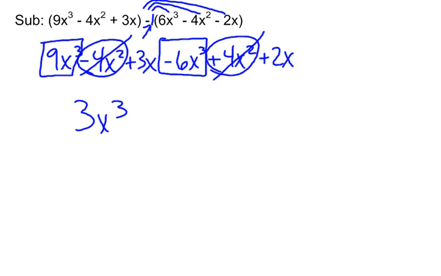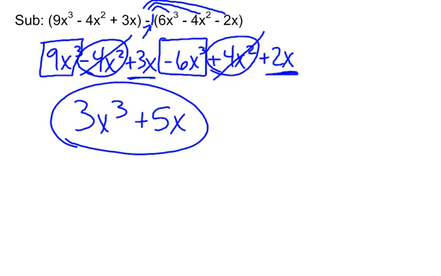We no longer have any x to the seconds. And hopefully I said that right. It was negative 4x to the second power and positive 4x to the second power, and they both canceled out. And last is our 3x plus 2x, which would give me plus 5x. I cannot combine 3x to the third or 5x, so this is my final answer.